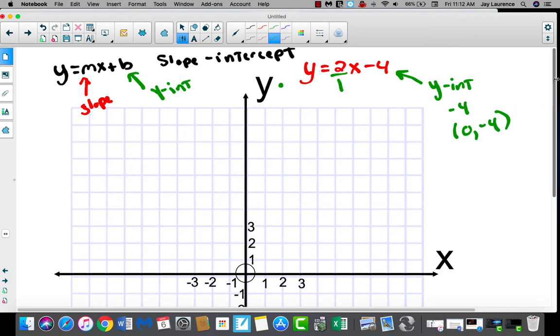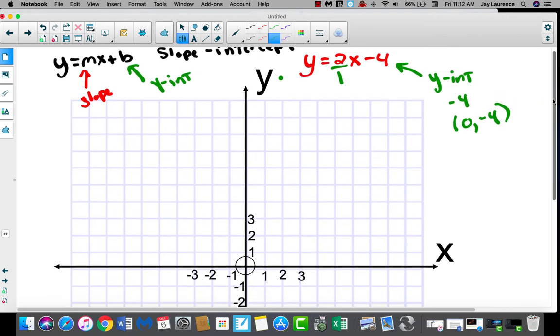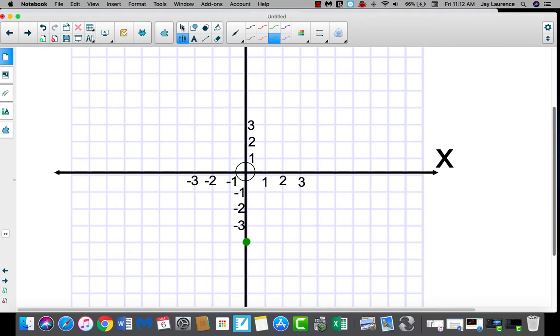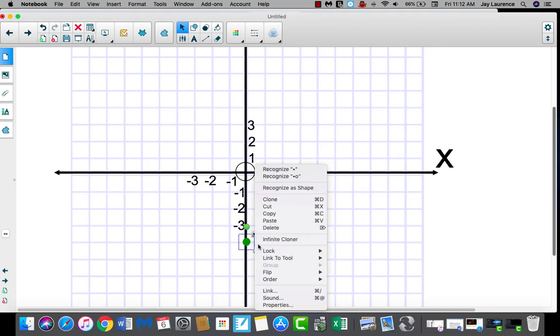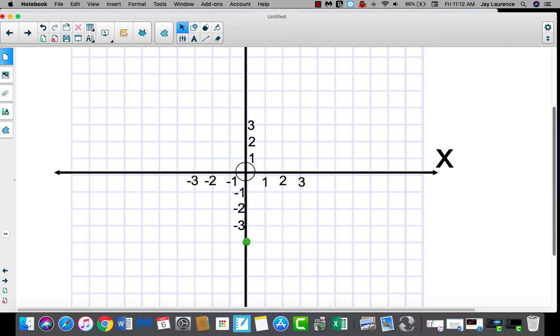All right, so let me go back down to my y-intercept. Okay, that point is on my graph, the negative 4, and I want to clone that. Hold on one second. Where are you, infinite cloner? There you are. Okay, I'm going to rise 2, and I'm going to run 1. I'm going to rise 2 and run 1. I could do this all day long. Rise 2, run 1. And look, all these points end up on the same line.